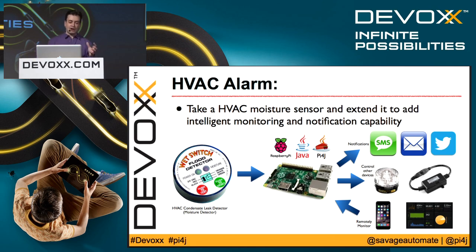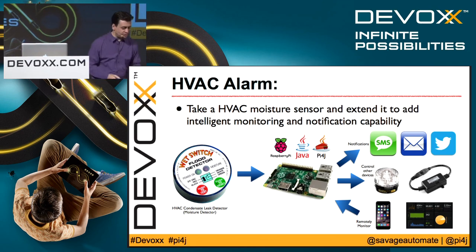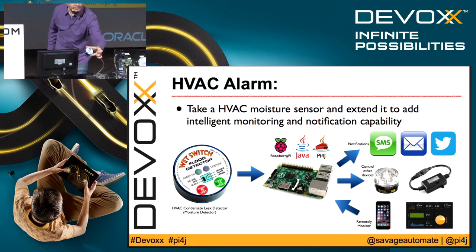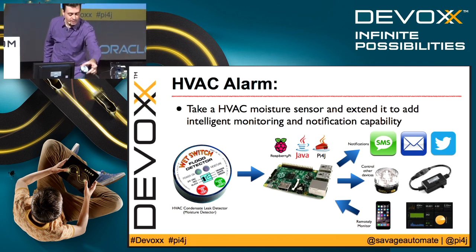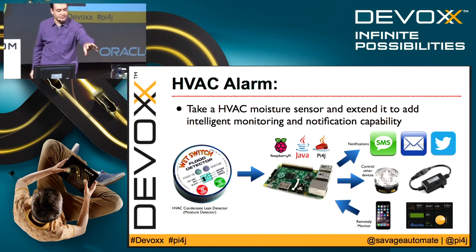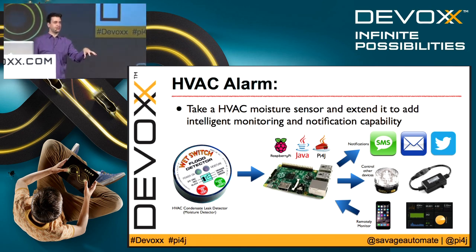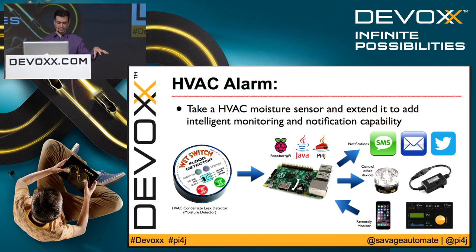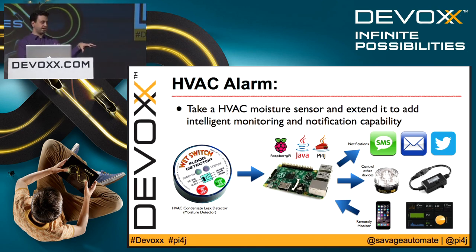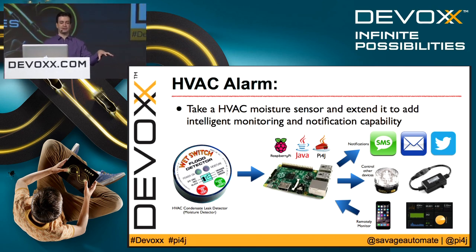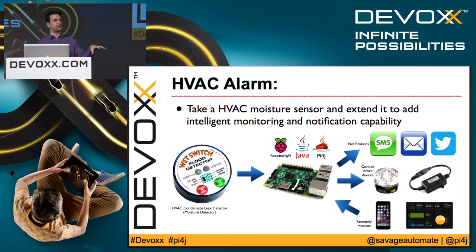So there are existing devices on the market, like this wet switch, that you can connect directly to your HVAC system. And what it's designed to do, it's a moisture sensor. So when it senses moisture in your catch basin, it will shut off the HVAC system, which is great. That in itself is an awesome piece of functionality. But it sure would be nice if I knew that it did that, other than the house heating up and me finding out about it 20 hours later.